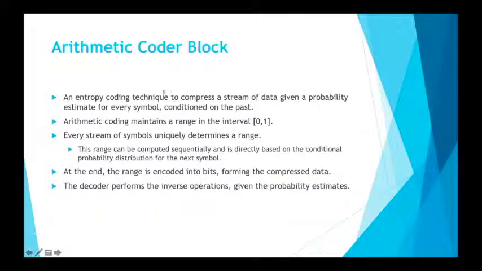Okay, so next is the arithmetic coder block. An entropy coding technique is used to compress a stream of data given a probability estimate for every symbol conditioned on the past. As taught in class, arithmetic coding maintains a range in the interval of 0 to 1, and every stream of symbols uniquely determines a range. The range can be computed sequentially and is directly based on the conditional probability distribution of the next symbol. At the end, the range is encoded in bits, forming the compressed data. The decoder performs the inverse operation given the probability estimates.